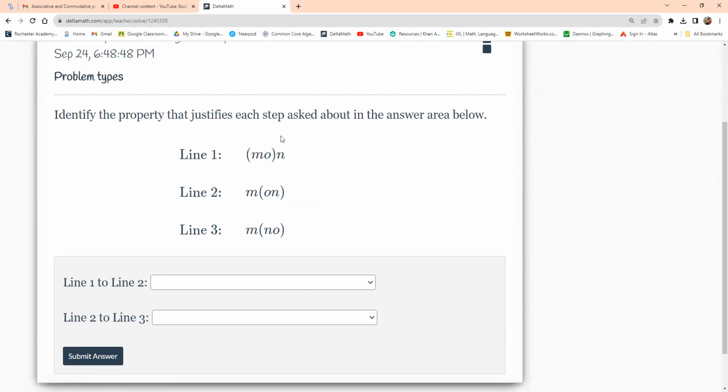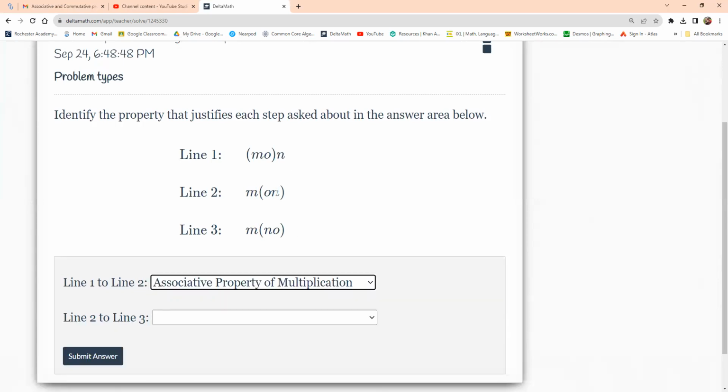Okay, this one, we've already done some of these, but I'm going to do this one. Look, the order of the letters hasn't changed. It's M-O-N and it's also M-O-N here. But what we did is we're regrouping. We're now associating with different variables. So instead of associating with the M, the O is now associating with the N. So that's an example of the associative property of multiplication.